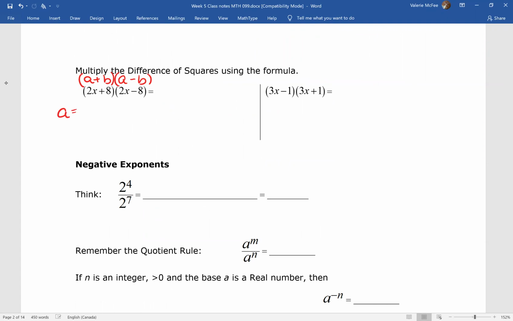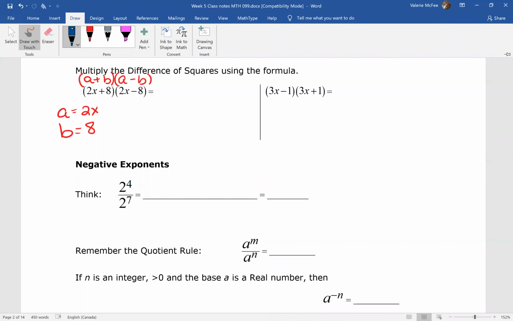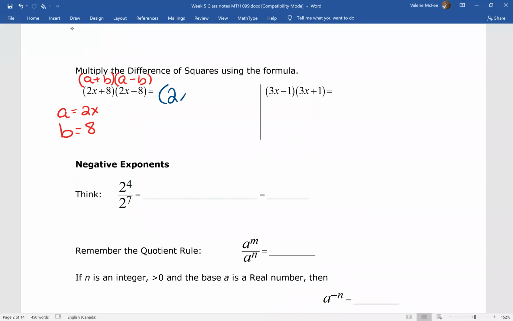We see that a is 2x and b is 8. So using the formula, we know that our product will be a squared minus b squared. You need to open those brackets. Our product is 4x squared minus 64. Pause your video and do the next one.